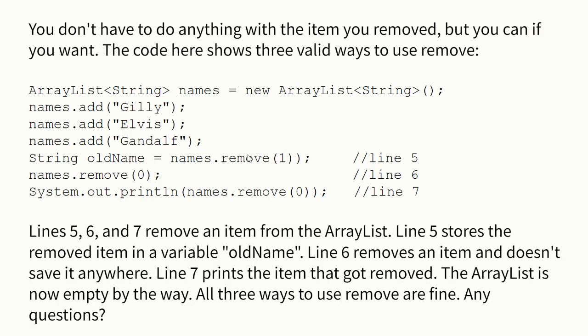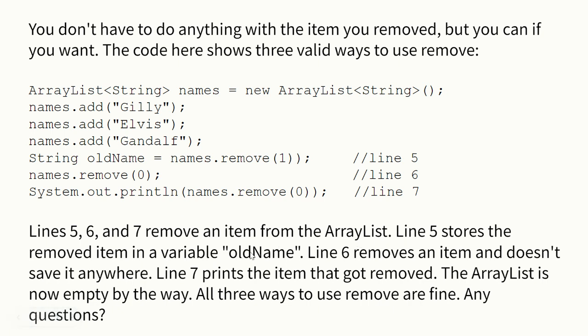Another example here, there's really 3 ways you could use that. You could totally ignore it, or you could print it, or you could store it in another variable. So right here, I created an array list. I put 3 things in it. I removed item 1 and stored it in a variable. And then I removed item 0 and just threw it away. I mean, you don't have to do something with it if you don't want to. And then finally, I removed item 0 again, and this time printed it.